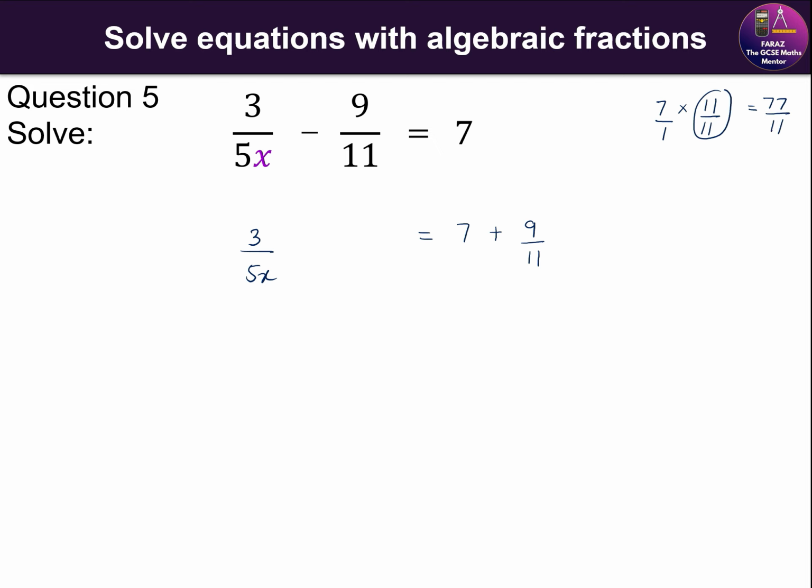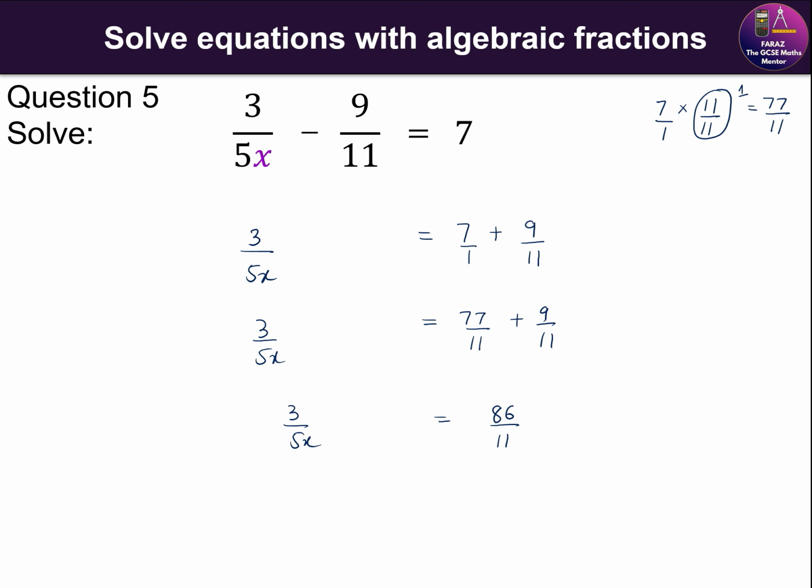So what is 11 over 11? 11 over 11 is actually 1. So if you multiply anything by 1, it will remain as it is. So the step will become 3 over 5x equals, and then 7 over 1 will become 77 over 11 plus 9 over 11. Then we have to write 3 over 5x equals 77 add 9. That would give you 86 over 11.